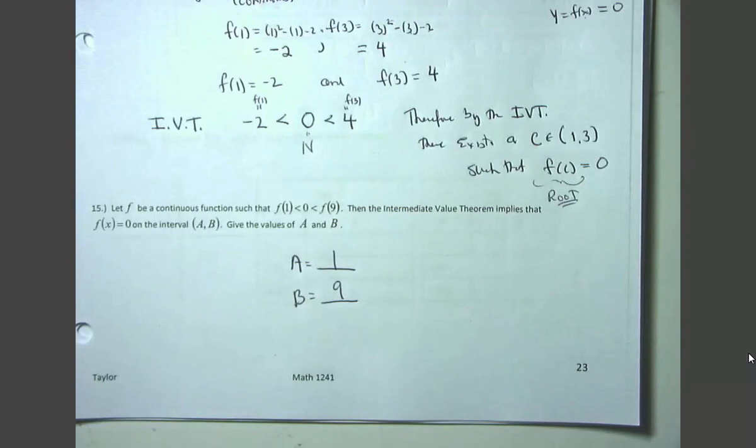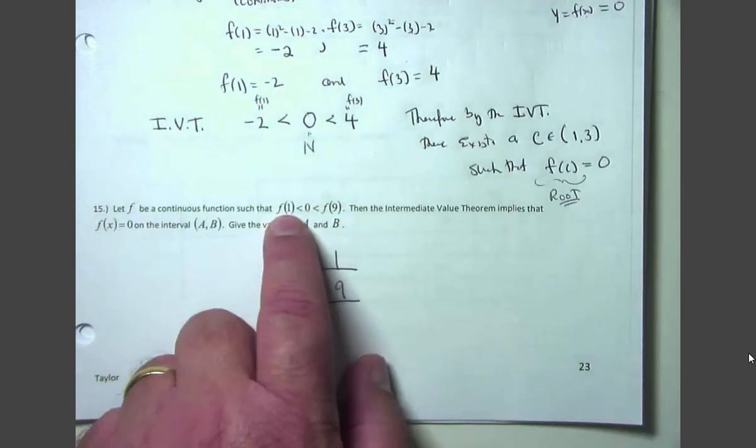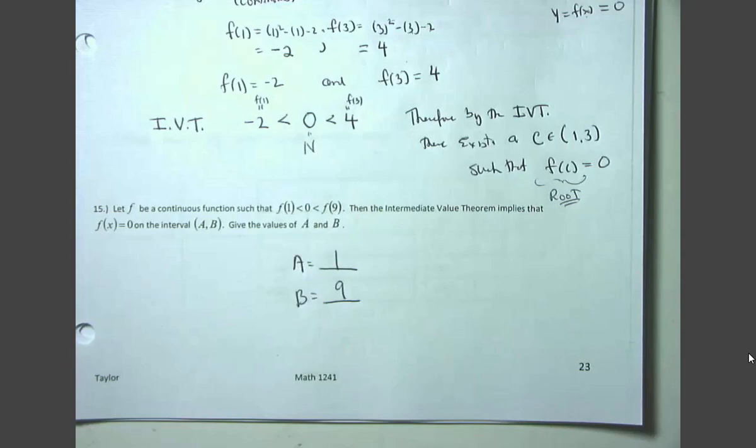But there it is. You have a WebWork just like this one. It's understanding the intermediate value theorem. The constant's got to be between the x-coordinates 1 and 9. That's what it is. Does that make sense? Okay.